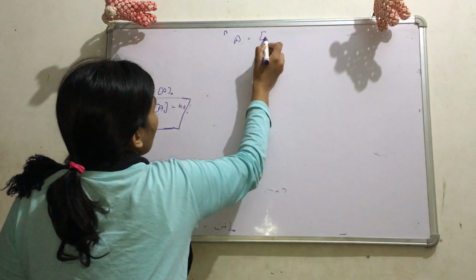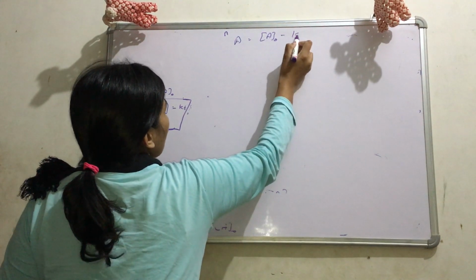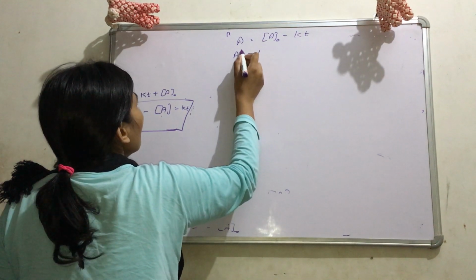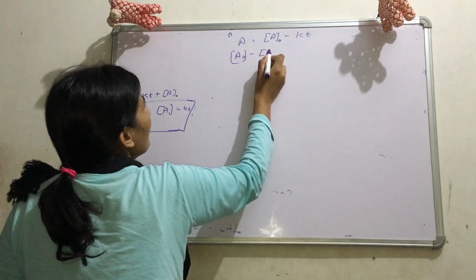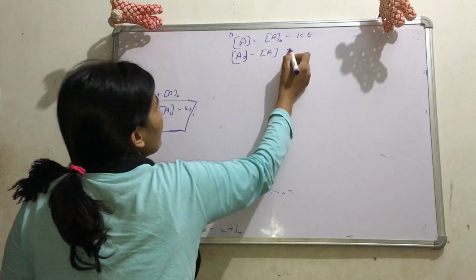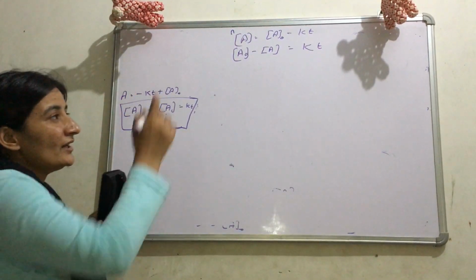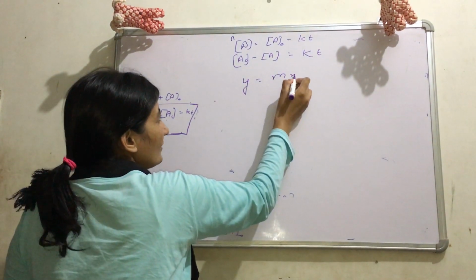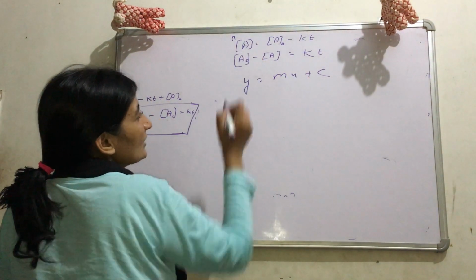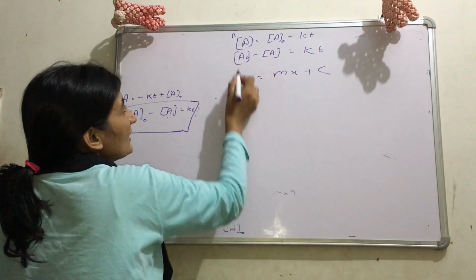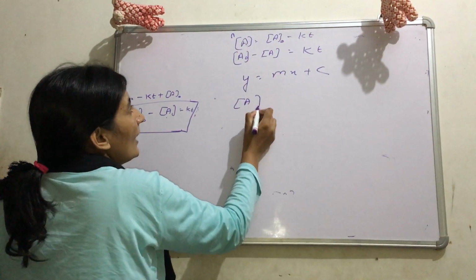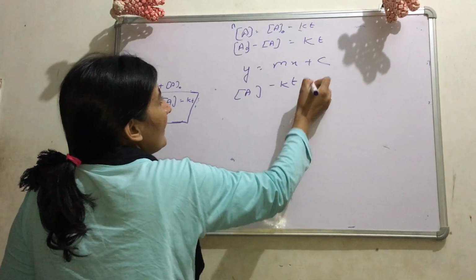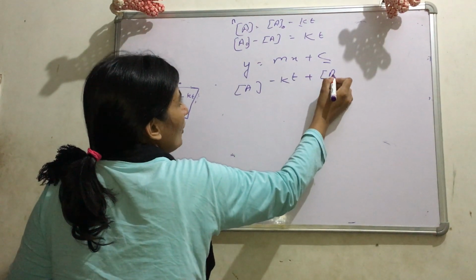A is equal to A naught minus Kt, or A naught minus A is equal to Kt. We can compare this with a simple mathematical equation y is equal to mx plus c. Here y is equal to A, m is minus k and x is t, and here c is A naught.